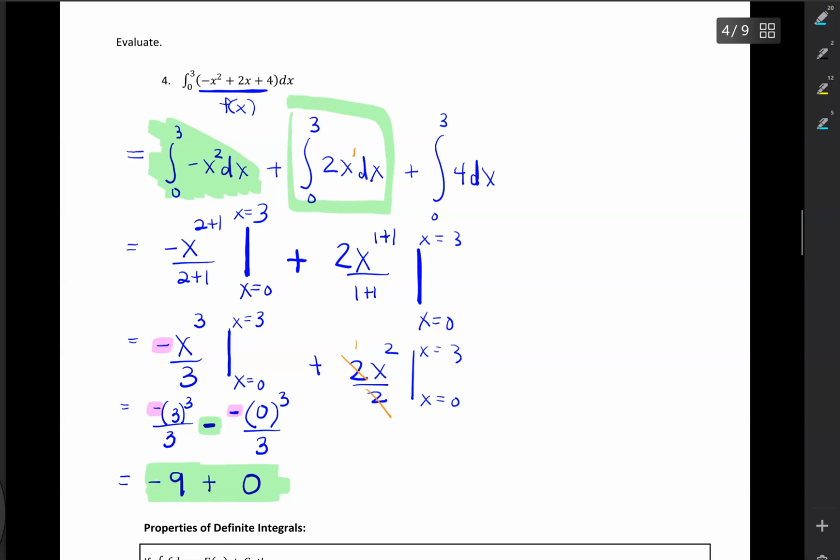So one time I'm going to do, and these are both being added. Now that's important because if it was subtraction, you'd have to distribute, right? But it's adding. So I'm going to have an x squared minus an x squared, and one time I plug in a 3 and one time I plug in a 0.